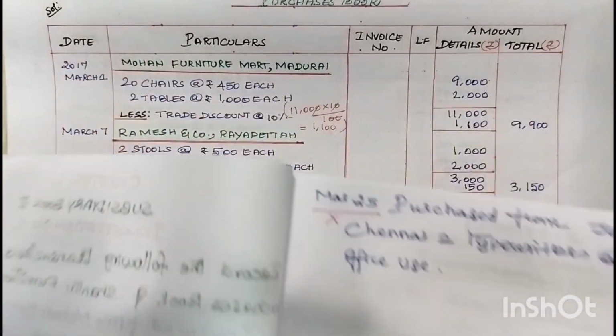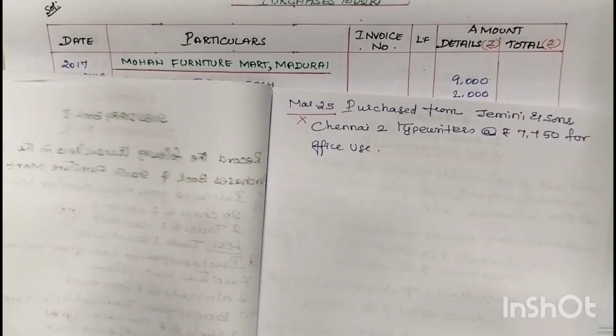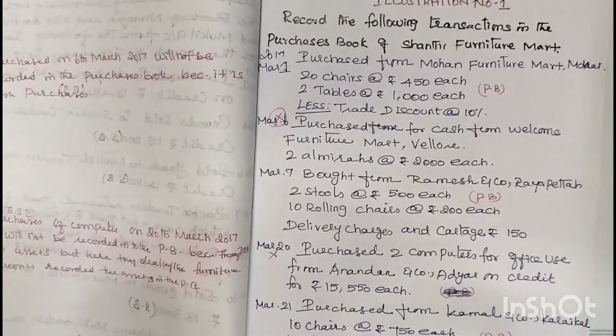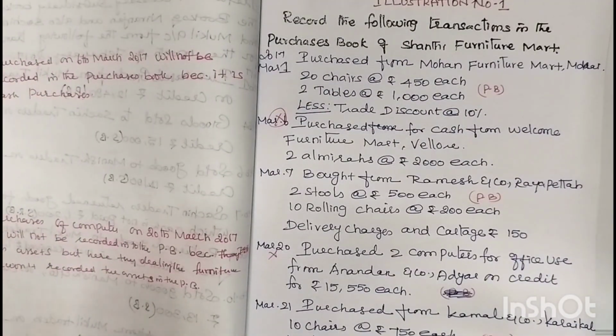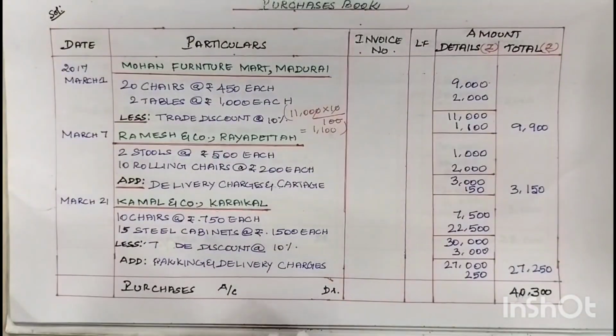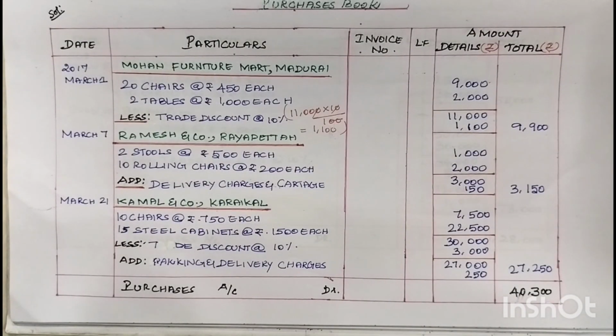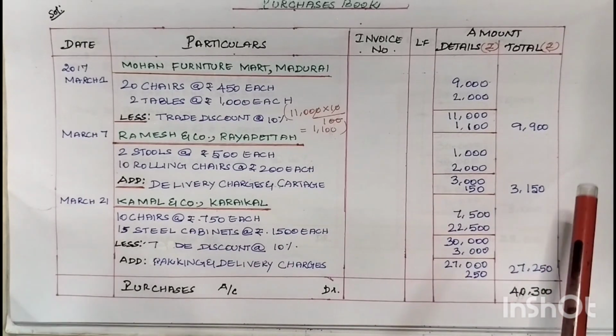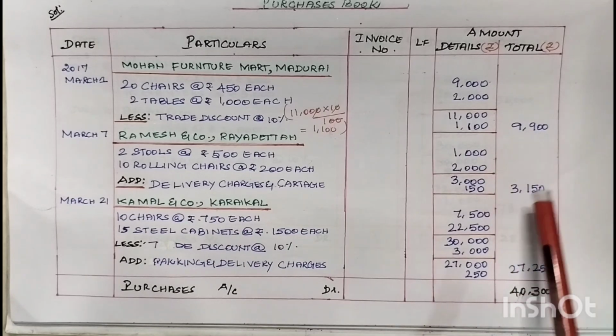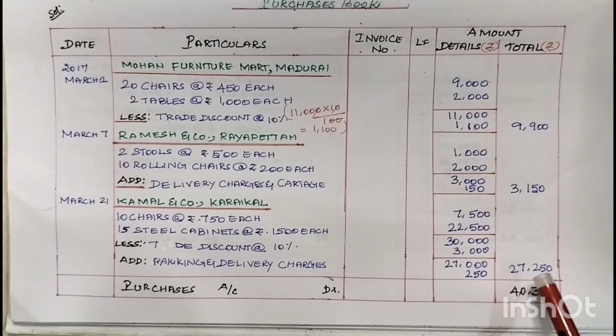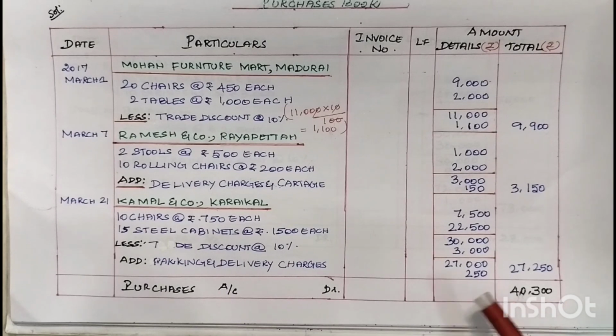So from the given transactions, you recorded all the information, credit purchases recorded into the purchases book. Then what you do, you have to find the total value of the purchases account. So how do you get? You have to add 9,900 plus 3,150 plus 27,250. How much do you get? 40,300. This is the purchases account debit, 40,300.